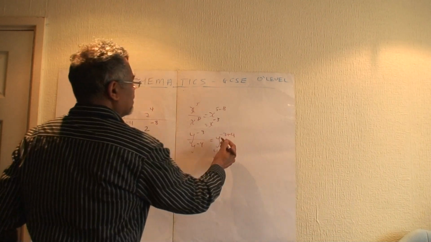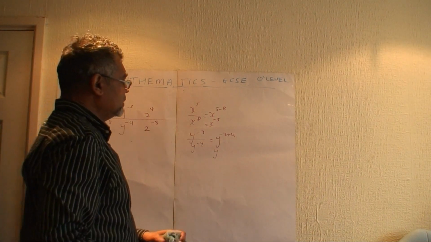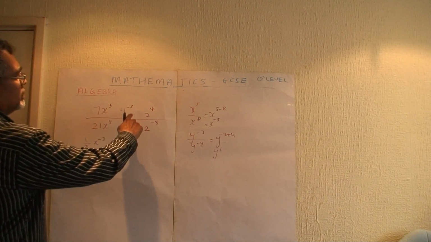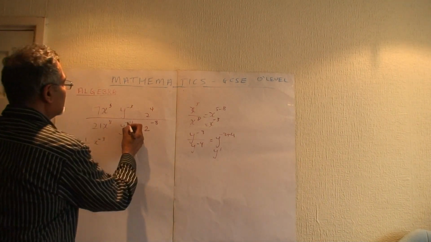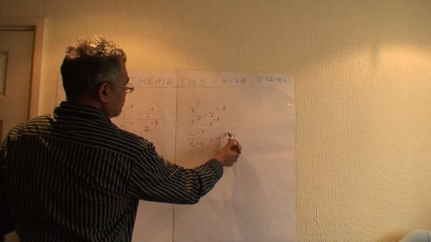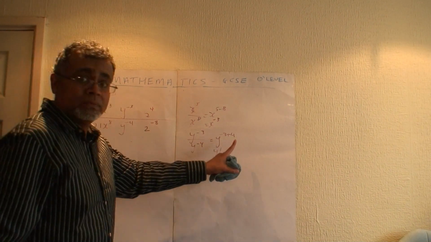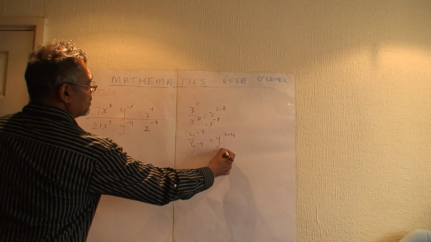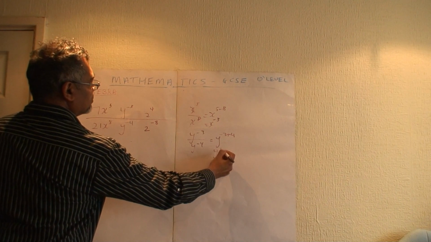Okay, so yes, minus 3 plus 4 is 1. Alright, so you have minus 3, and this minus 4 becomes positive. So minus 3 plus 4, that's y to the 1 power, which is y.